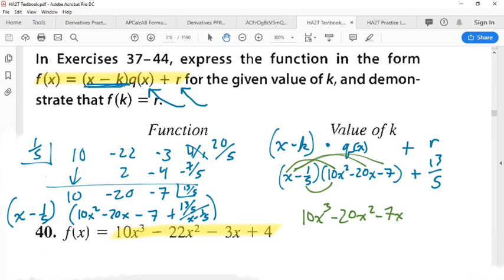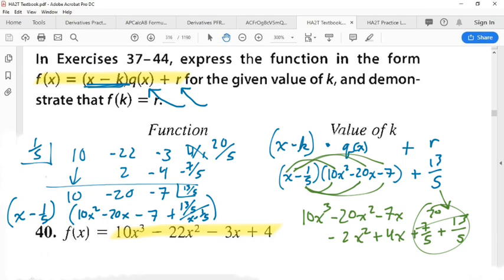Negative 2x squared. And what is 1/5 times that? Positive 4x. And 1/5 times negative 7? Sorry, it's negative 7, so it's negative 7 over 5. And then we have our plus 13 over 5 from this guy right here. What is 7 plus 13? 20 over 5. So this is going to be 20 over 5. What is 20 divided by 5? 4. So all this is 4.